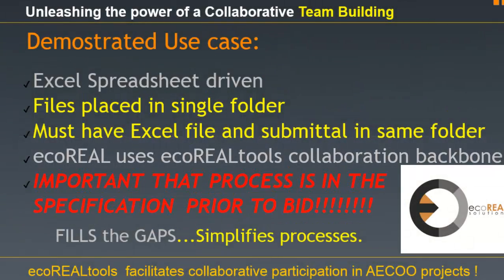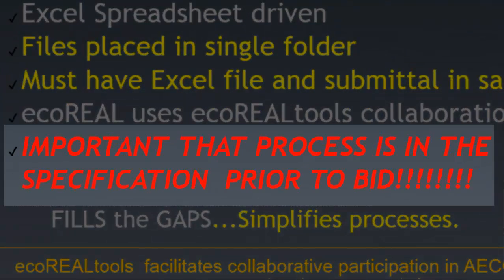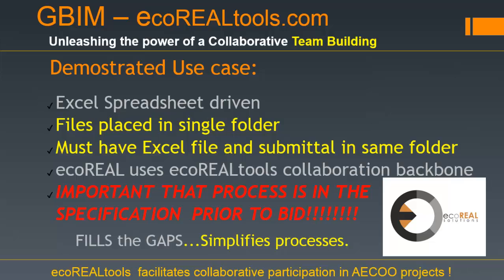And this is very important. This is probably the single most important thing to recognize in having a successful lead implementation and tracking your materials. It is very important that the process is in the specification prior to the bid. That is one of the single most important things. And that way you can be sure that the subcontractors are aware of what is required of them, and you should also be putting into the bid what is the consequence of not following the process. Okay, well, let's get into it.